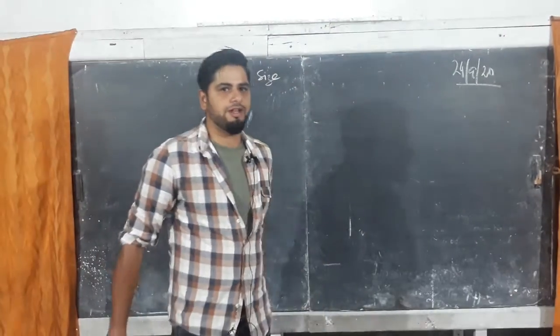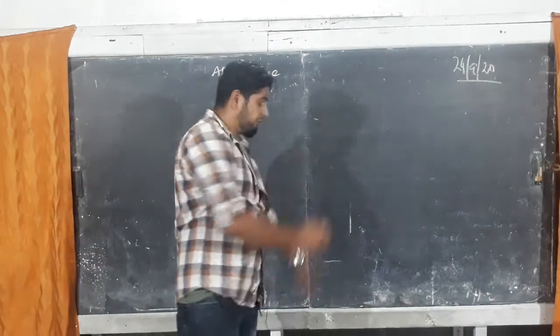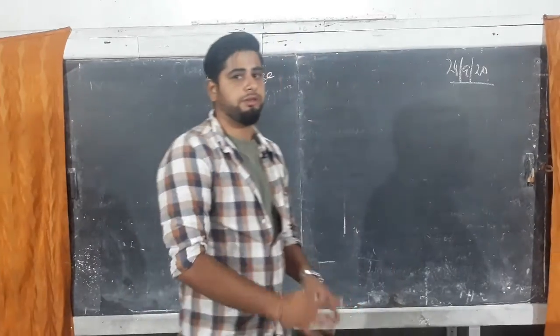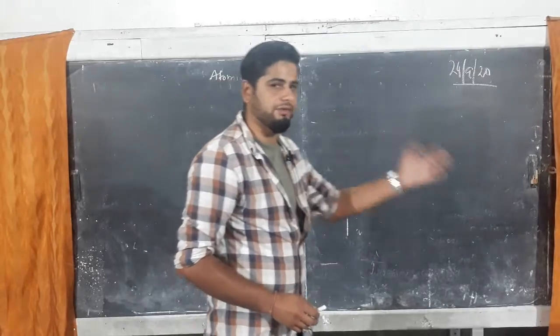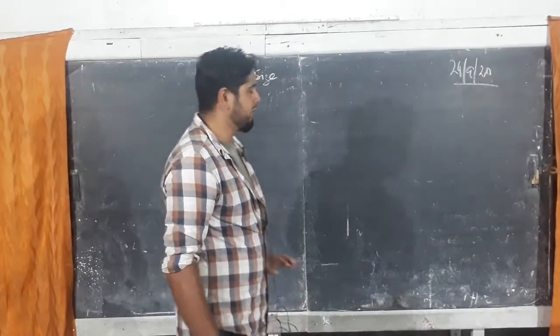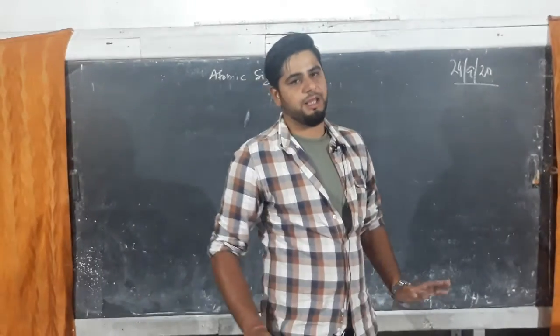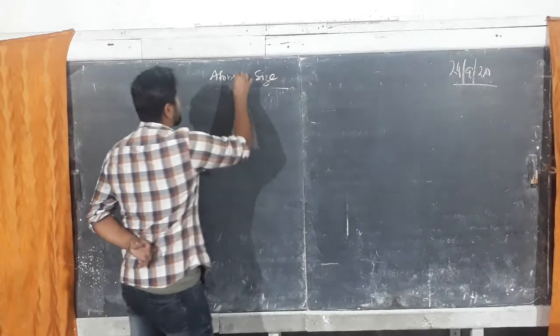In our last class we had discussed the variation of valency across the period and down the group. Yes or no? So across the period valency increases up to 4, after that again decreases. And in a particular group the valency will remain same. Okay, today we will discuss atomic size and its variation.